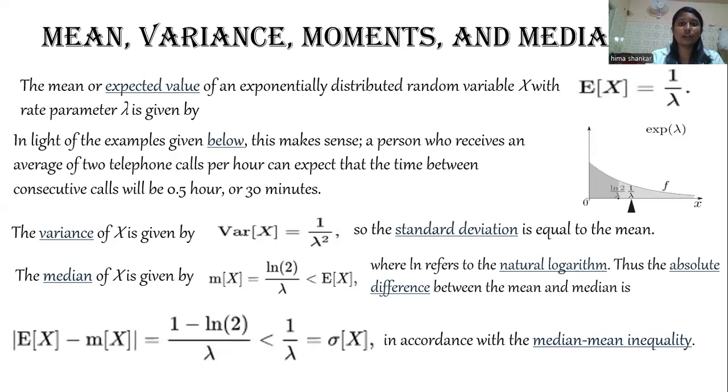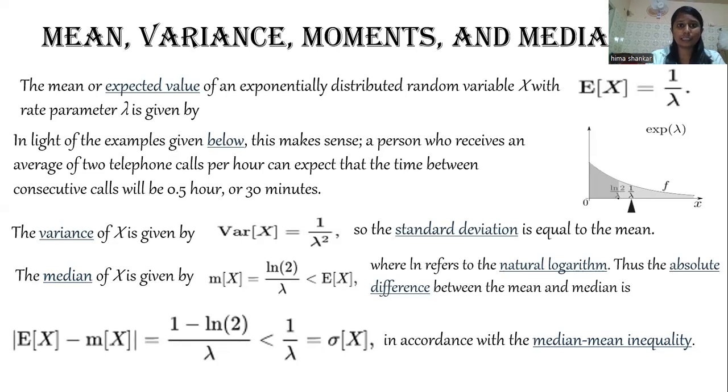Mean, variance, moments and median. The mean or expected value of an exponentially distributed random variable X with parameter lambda is given by E of X is equal to 1 by lambda. In light of the example given below, this makes sense. A person who receives an average of 2 telephone calls per hour can be expected that the time between consecutive calls will be 0.5 hour or 30 minutes.